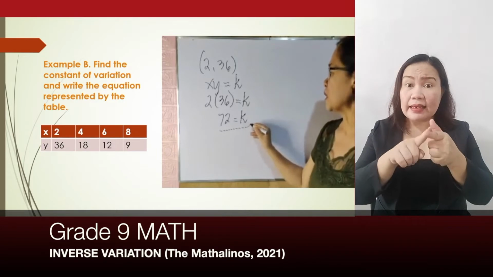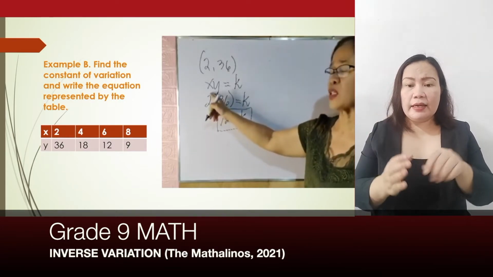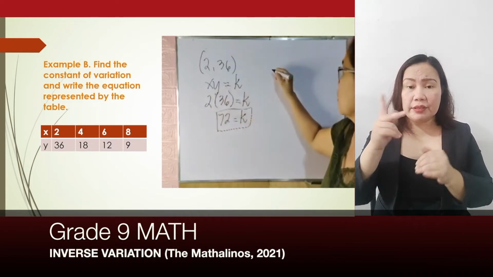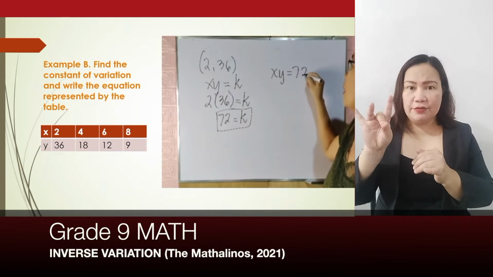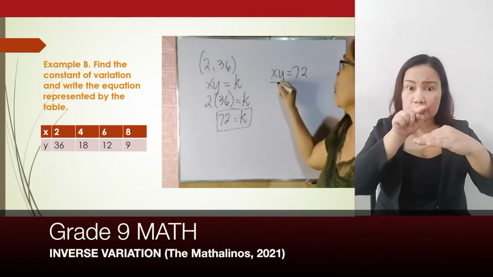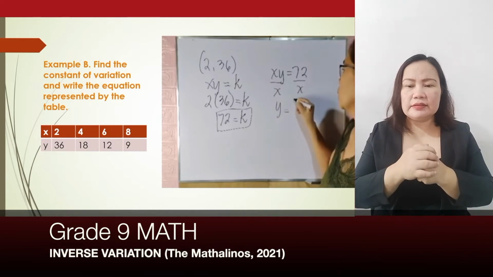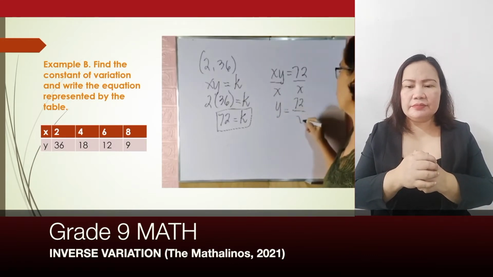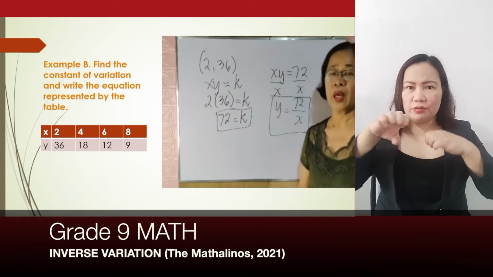Then, substitute this constant of variation to the equation xy equals k. So, it will be xy equals 72. Divide both sides by x, then y equals 72 over x. So, this is now the equation.